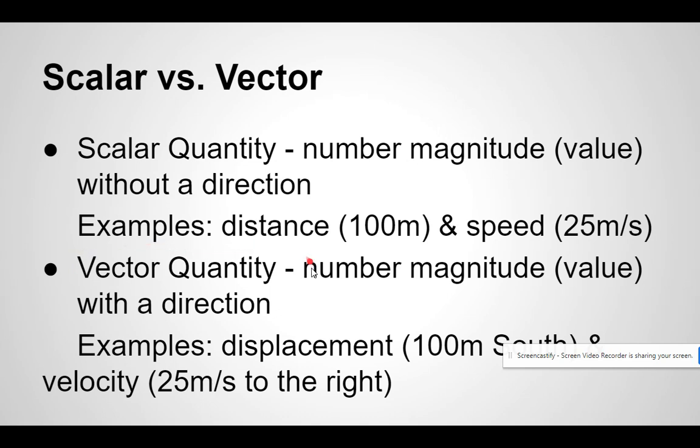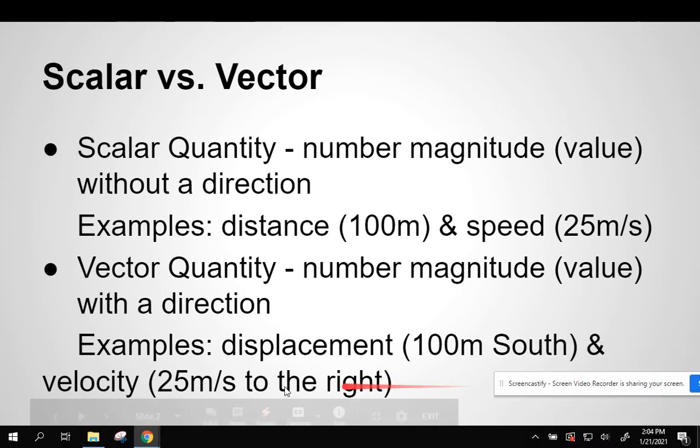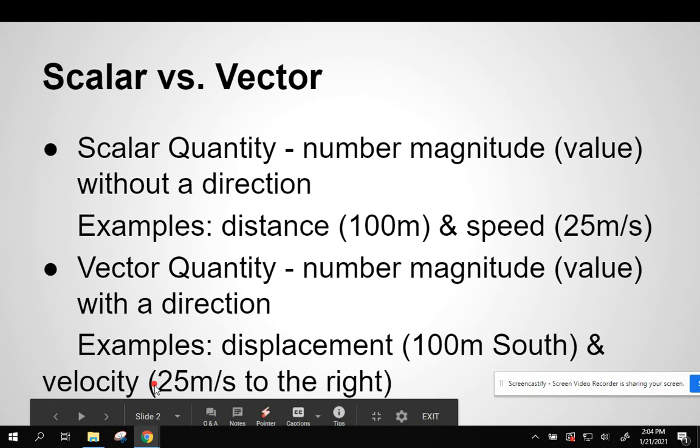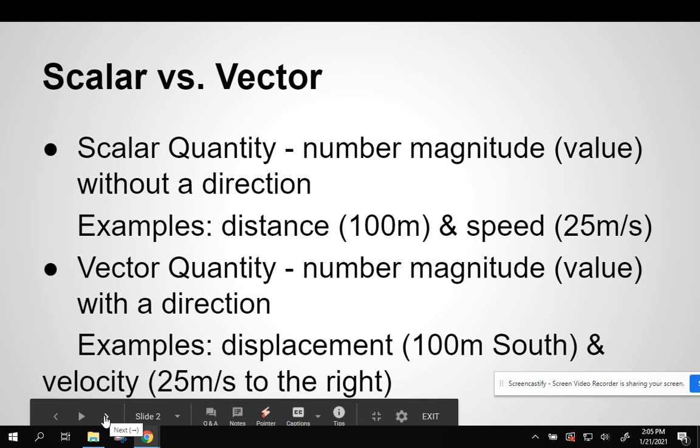Vector, on the other hand, is where we have a value, a number, but you also have that direction right there. So when you include a vector, it must also include the direction. For example, I might say I ran 100 meters south, or the car is going 25 meters per second to the right. If it wants a vector, you have to include that direction. If you do not include a direction, then it is scalar and not a vector anymore.